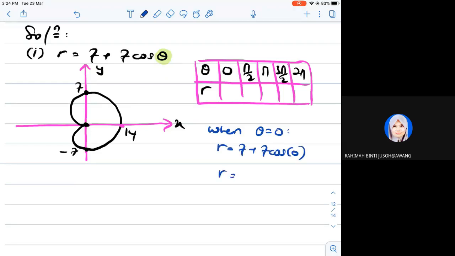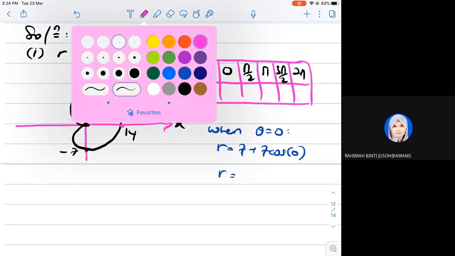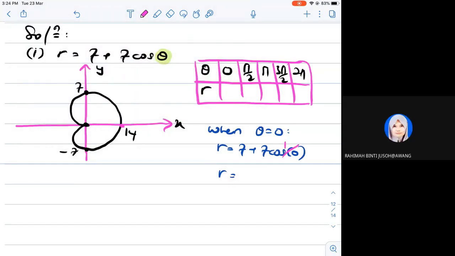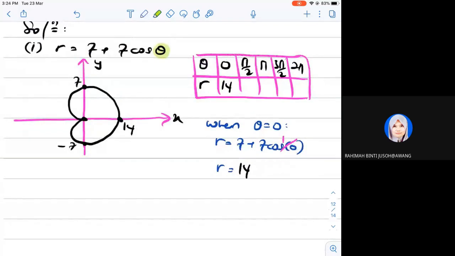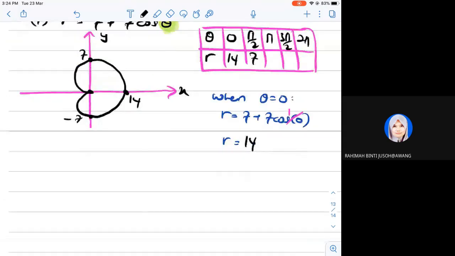Cos 0 is equivalent to 1, isn't it? Yes. 14. So 7 plus 7 equals to 14 lah. That's why you dapat 14 ni kat sini. Okay, now kalau pi over 2, you dapat apa? Kalau gantikan theta equals to pi over 2 dalam ni, 7. 7 kan? Okay, now ni special. Special saya buat kat luar ni lah.